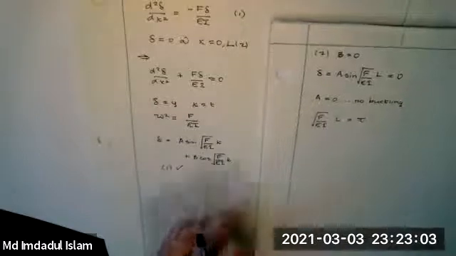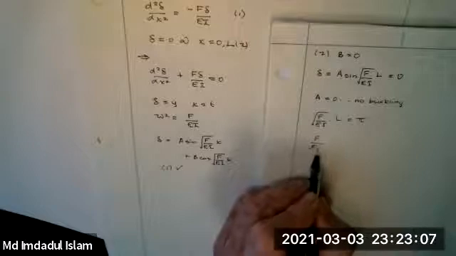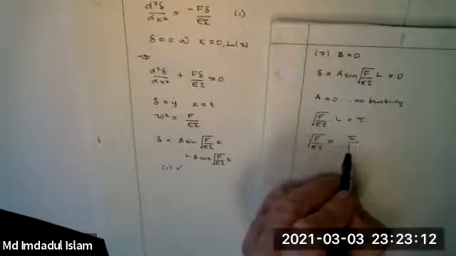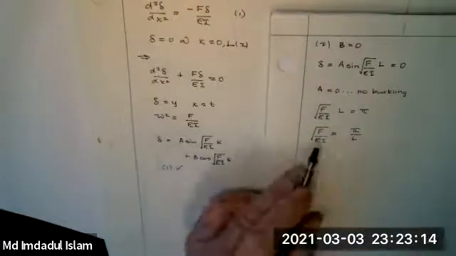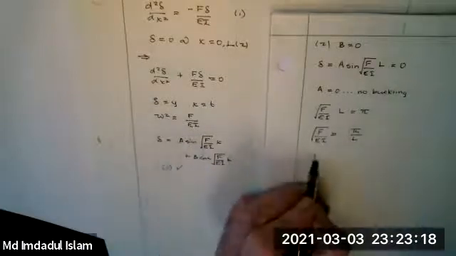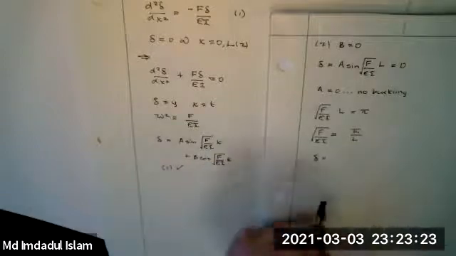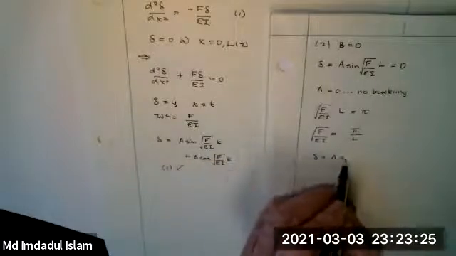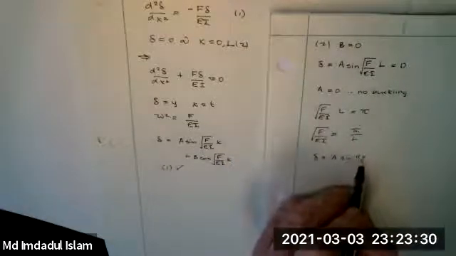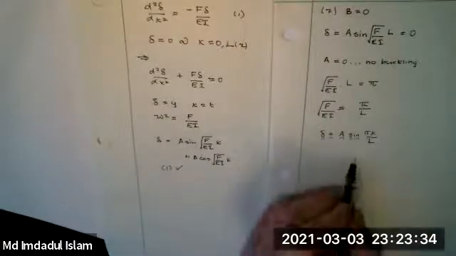Or if you like, F upon EI is pi upon L. So now back to my solution then, what does delta look like? I can substitute for F upon EI, the square root thereof. It's going to be A sine, well, this square root was pi upon L, so pi x upon L. So what does this look like?